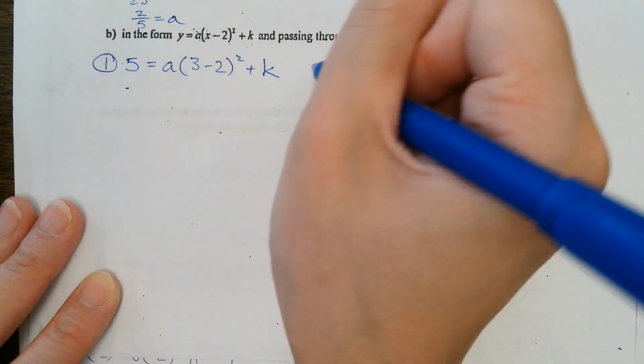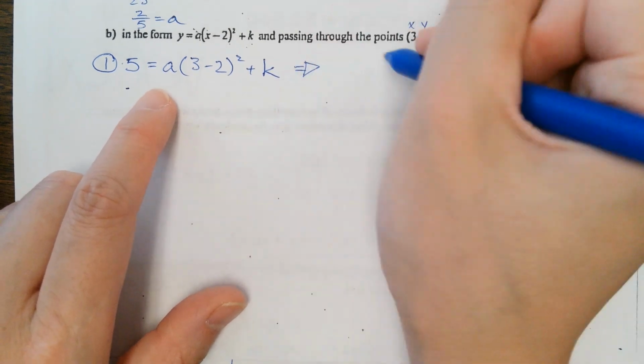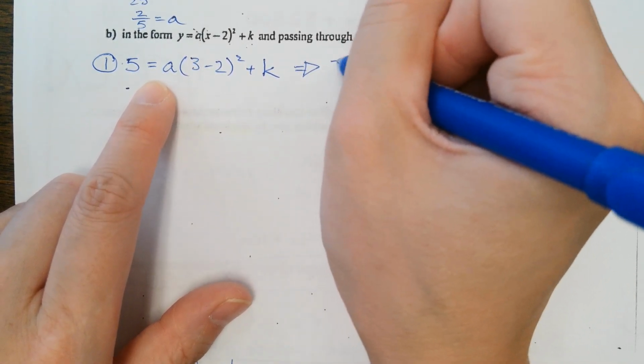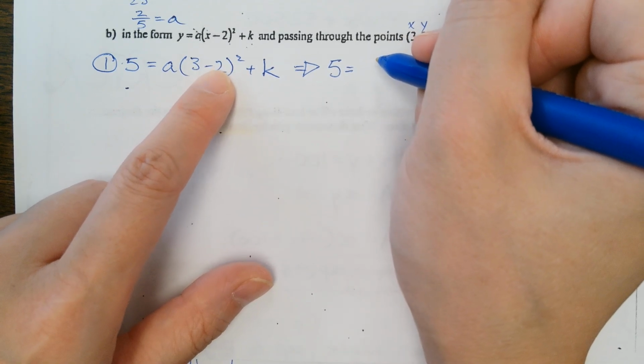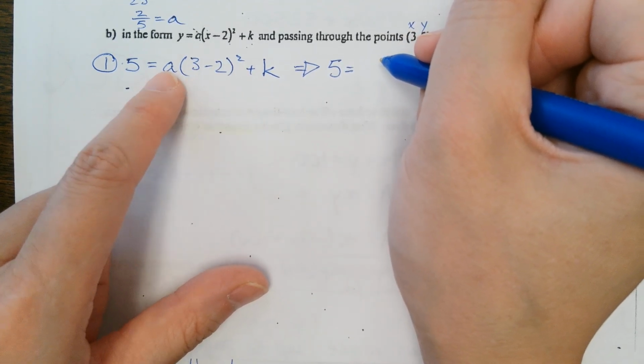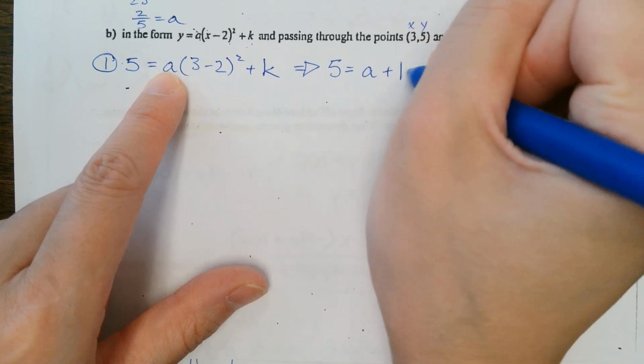So if I were to simplify this, then I will get 5 equals 3 minus 2 is 1. 1 squared is just 1. 1 times a is just a. So I have that.